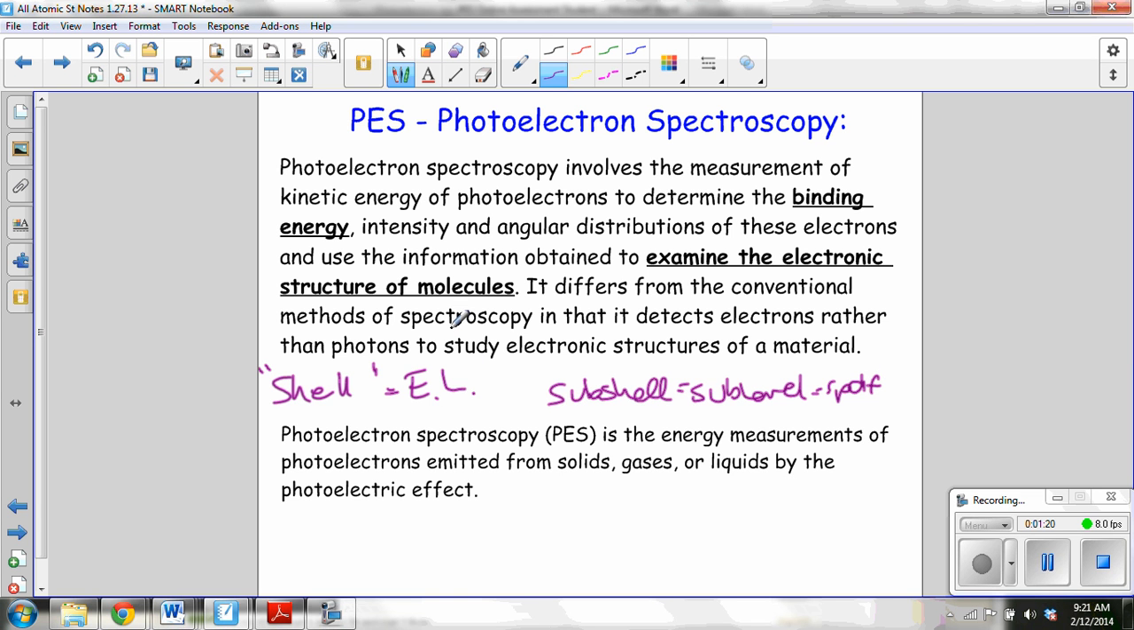So photoelectron spectroscopy is trying to figure out how much energy it really takes to take away an electron from any of the subshells or from any of the shells within an atom. And that energy is directly related to the binding energy of an electron. The binding energy, as we go closer into the core of the atom, the inner core electrons, is going to be higher than the valence electrons.